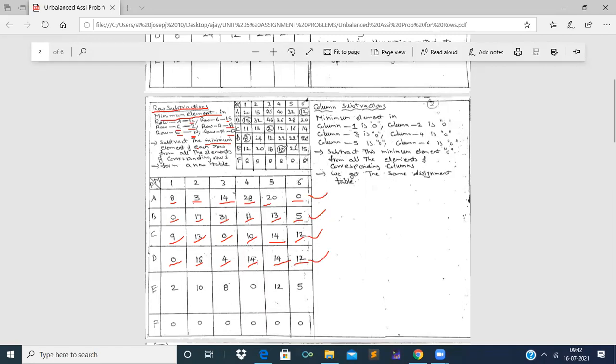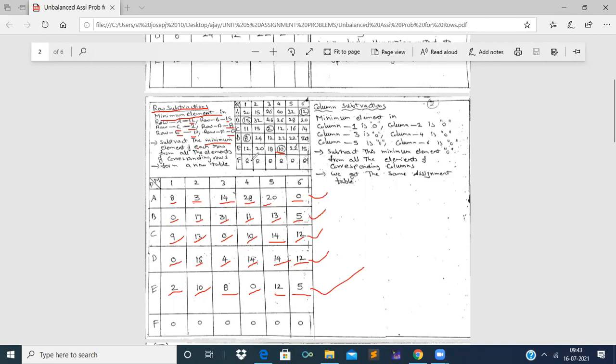And in the fifth row, the minimum element is 10. So, subtract this 10 from all the elements of fifth row. 12 minus 10 is 2. Next, 20 minus 10 is 10. 18 minus 10 is 8. And 10 minus 10 is 0. Next, 22 minus 10 is 12. And 15 minus 10 is 5. And here we have completed the fifth row subtractions.